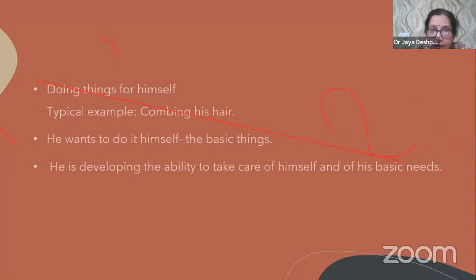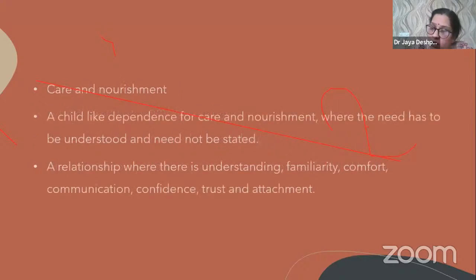So doing things by himself, like combing his hair, I give this example. He wants to do the basic things himself, and is developing the ability to take care of himself and of his basic needs. Again, it is about care and nourishment. A childlike dependence for care and nourishment, where the need has to be understood and not to be stated.